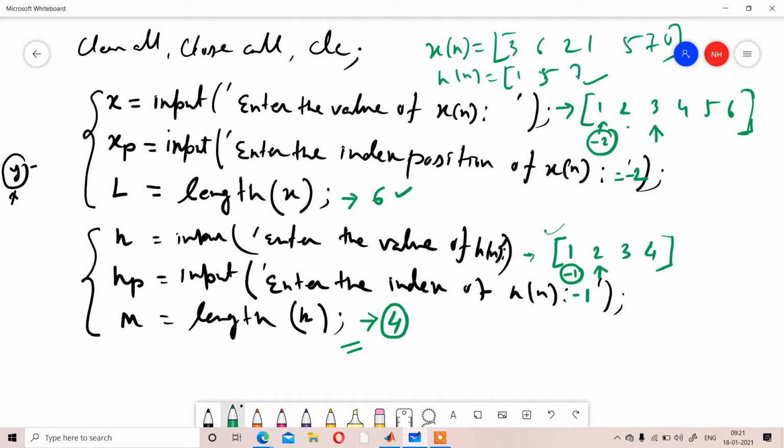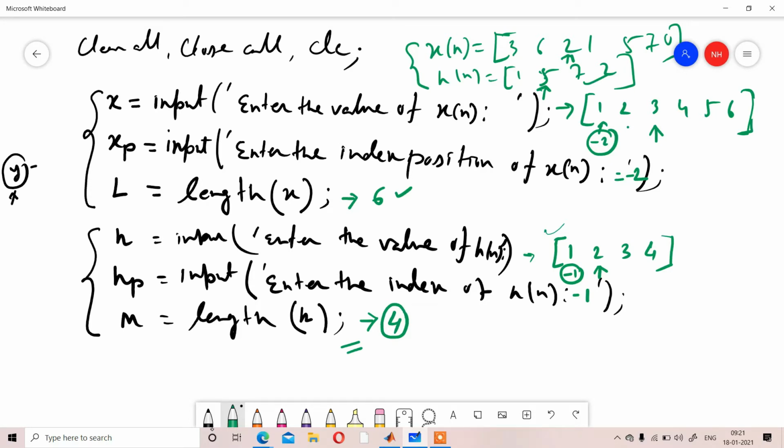hn is given as 1, 5, 7, 2, suppose. That is the 0th position, that is the 0th position. So these two parameters are given. So when it asks to input or enter the value of xn, you will put xn equal to, within third bracket, 3 space 6 space 2 space 1 space 5 space 7 space 0. That is the xn you will put.